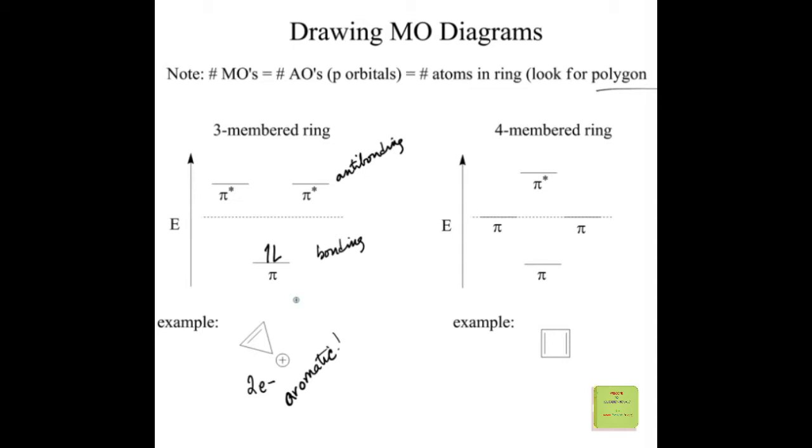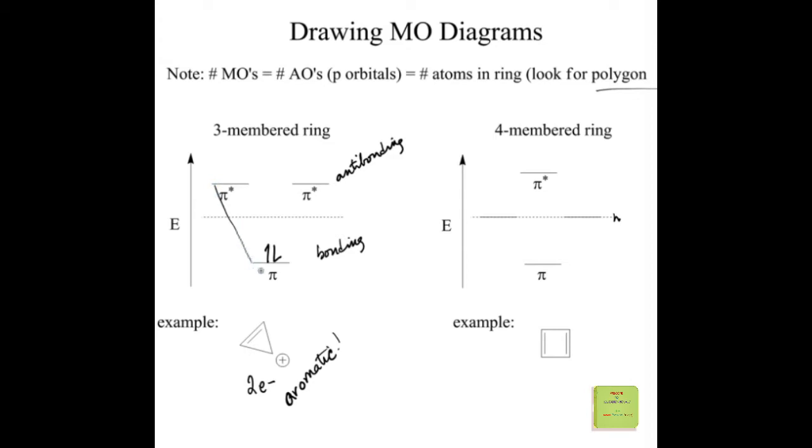We have 4 atoms, so there must be 4 MOs. These should not be labeled pi. Sorry, we have a pi and a pi star, and then these are non-bonding. Now 2 of them are going to be right in the middle on the non-bonding line. One is going to be lowest energy. One is going to be highest energy.